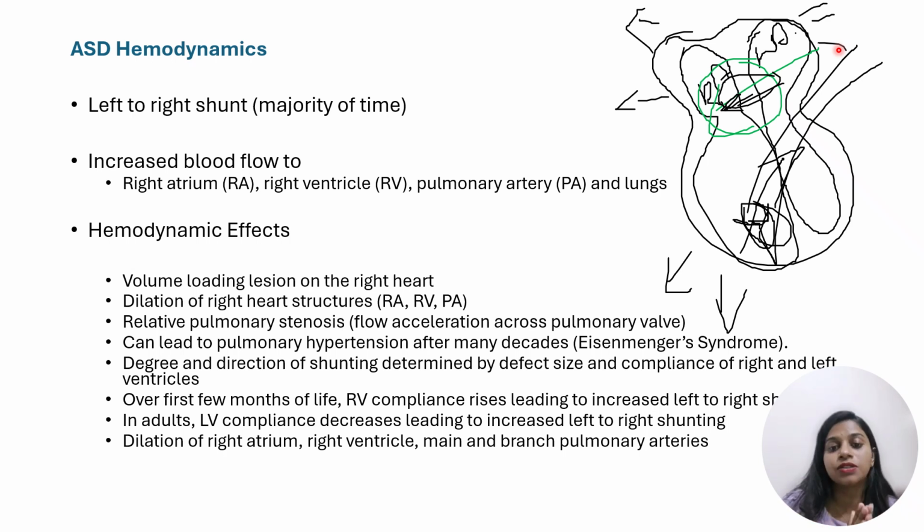That is another syndrome associated with atrial septal defect. This is very important, so keep it in your mind. Eisenmenger syndrome can happen not in the initial stage of the ASD, but in the later stages of the atrial septal defect.